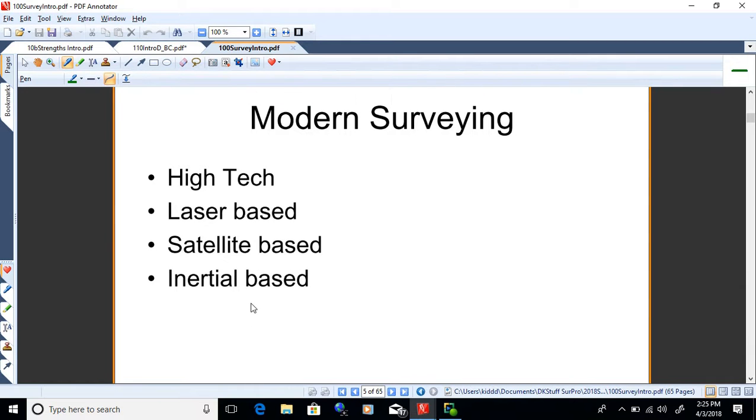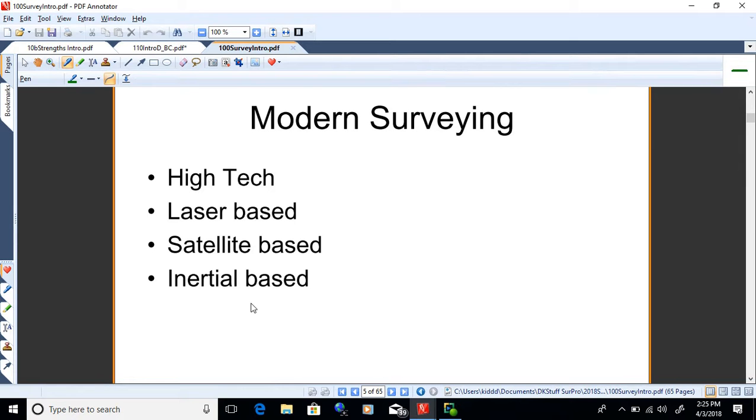Now modern surveying is just going kind of crazy. I was at a surveyor's convention a while back, and man, it was basically like a Star Wars convention. They had laser-based stuff, satellite-based, inertial-based, you name it, they've got it now. So there's lots of ways to measure things. Just be aware of that, there's a lot of ways to figure things out.